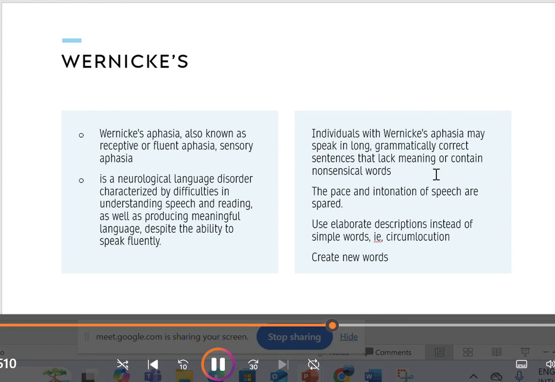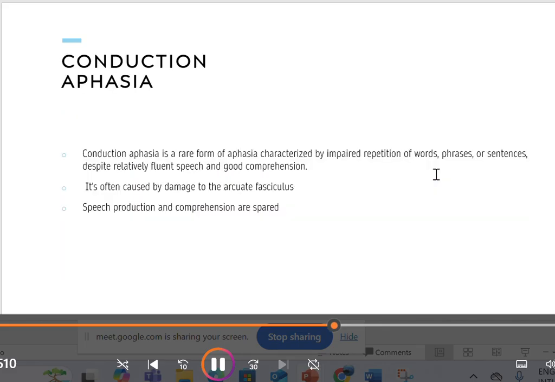That is known as circumlocution. Now he also would create nonsensical or new words that may not be words of that language. All such happens in Wernicke's aphasia.